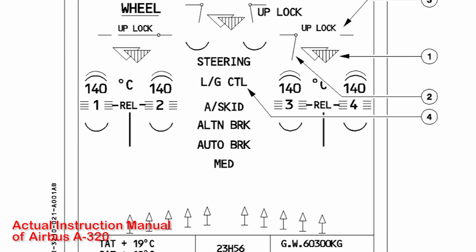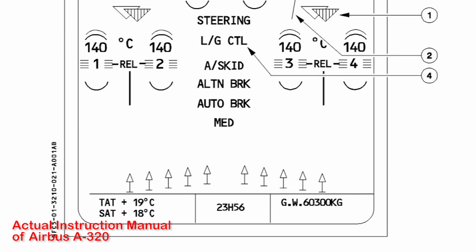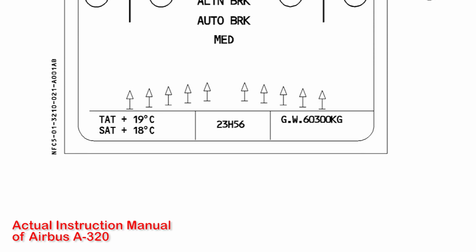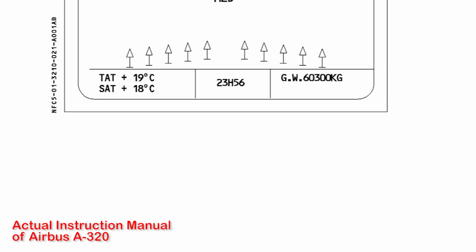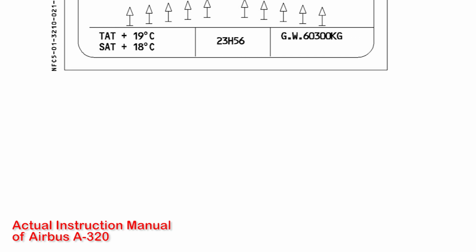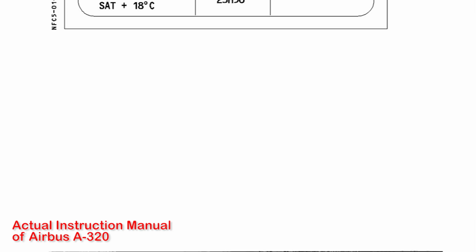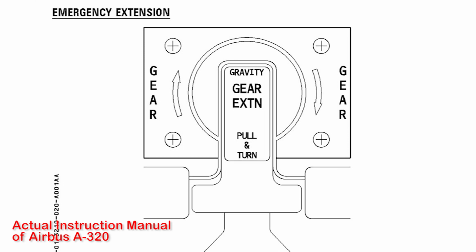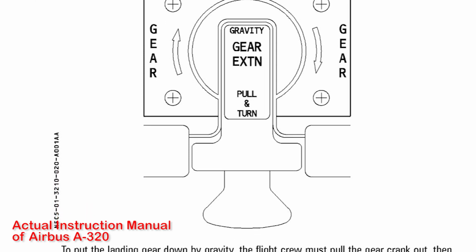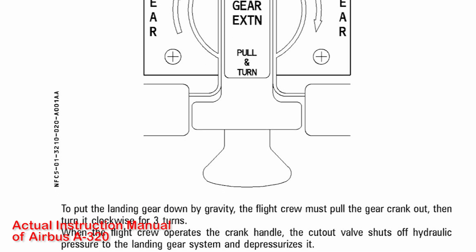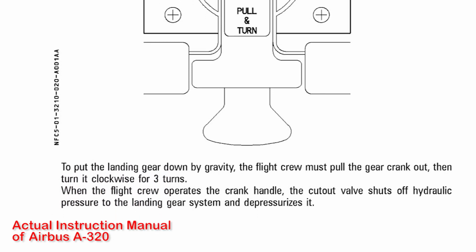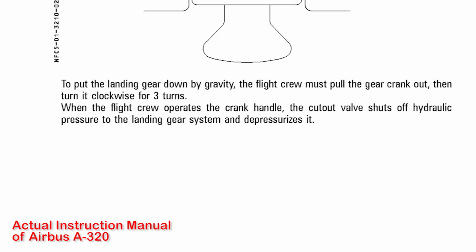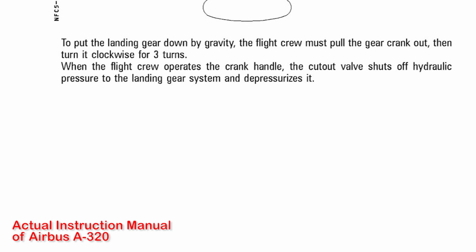As you can see, the position of the wheels as well as the locking position, shown by the triangles, turn green. It means that the wheels are in open position and they are locked. This is the switch which is used for the gravity gear extension. You release the safety lever, and then you turn this 3 times clockwise. It will open up the wheels if by some reason they are not opening up.